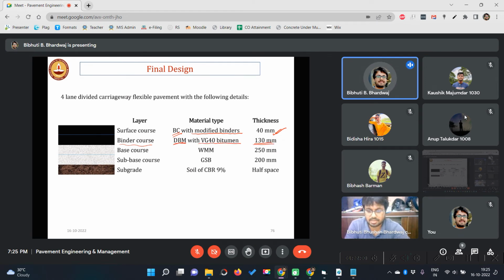We increased from 110 to 130, and 130 is okay. So together it was 170, right? So 40 and 130. Base and subbase, we assume wet mix macadam 250 mm and granular subbase 200 mm. Together it was 45 centimeter, right? The subgrade is soil, CBR 9%, it is half phase, but we provide 500 mm.